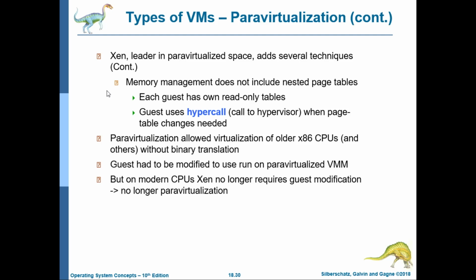Guests had to be modified to run on a para-virtualized VMM, but on modern CPUs, Xen no longer requires guest modification. And of course, there is no longer para-virtualization.